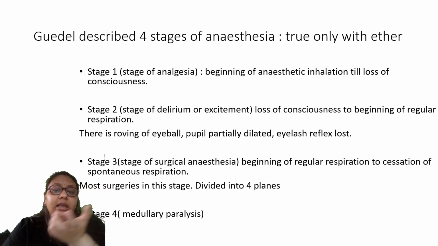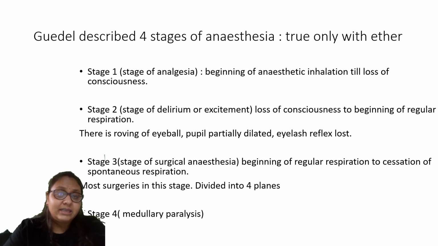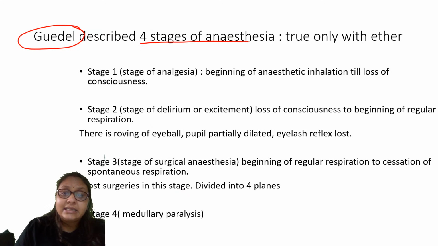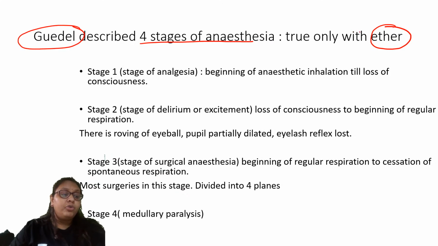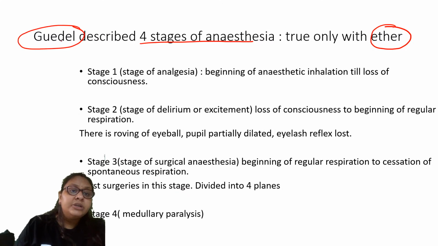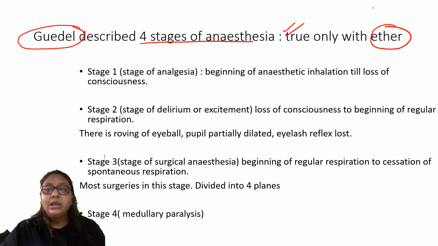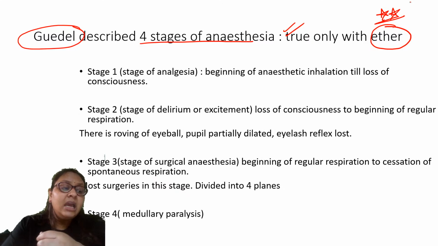Okay, so Goodell, he described 4 stages of anesthesia, but remember, these 4 stages of anesthesia are true only with ether. It is not true with any other anesthetic agent. These 4 stages are true only and only with ether. Please remember this. Now, could you please tell me the other contribution of Goodell into anesthesia?